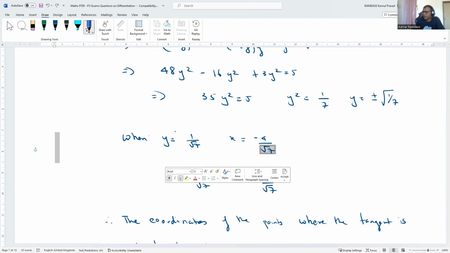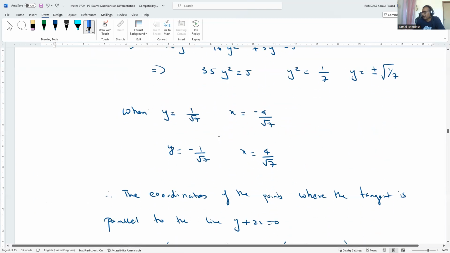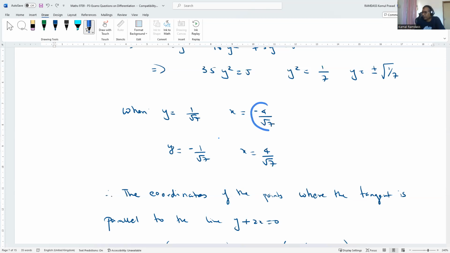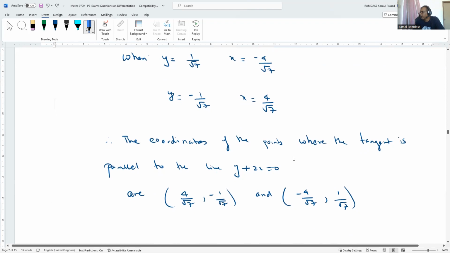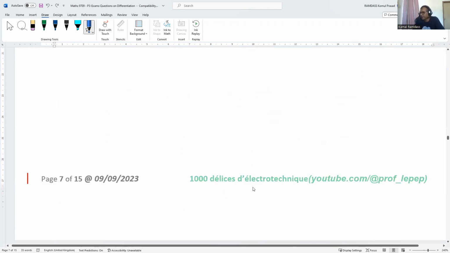Quand y is equal to 1 over root de 7, x is equal to minus de 4y. OK? Et therefore, x is equal to minus de 4 over root de 7. Et quand y is equal to minus 1 over root de 7, x is equal to minus de 4y means 4 over root de 7. And therefore, the coordinates of the point where the tangent is parallel to the line y plus 2x est égal à 0, c'est 4 divided by root de 7, minus 1 over root de 7 and minus de 4 divided by root de 7, 1 over root de 7. Et c'est ça la réponse.